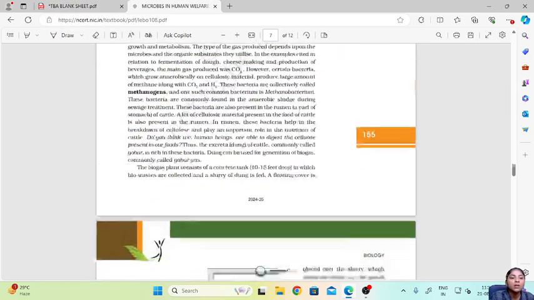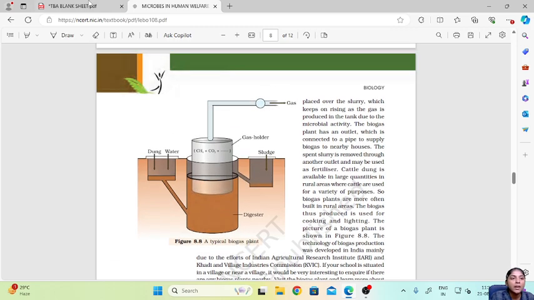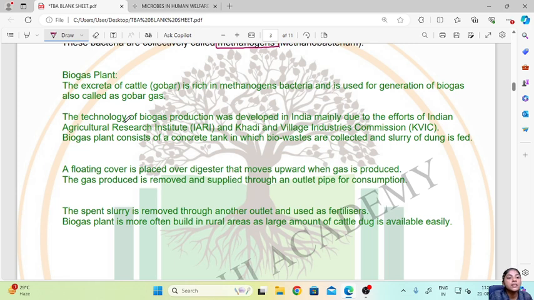Then talking about the biogas plant. Now this is a typical diagram of a biogas plant. So the excreta of cattle is rich in methanogen bacteria, as the methanogens are present in the gut of the cattle, and it's used for generation of biogas, also called the gobar gas. So the cow dung or the cattle dung is rich in methanogen bacteria, and it is used for the generation of biogas in the biogas plant.